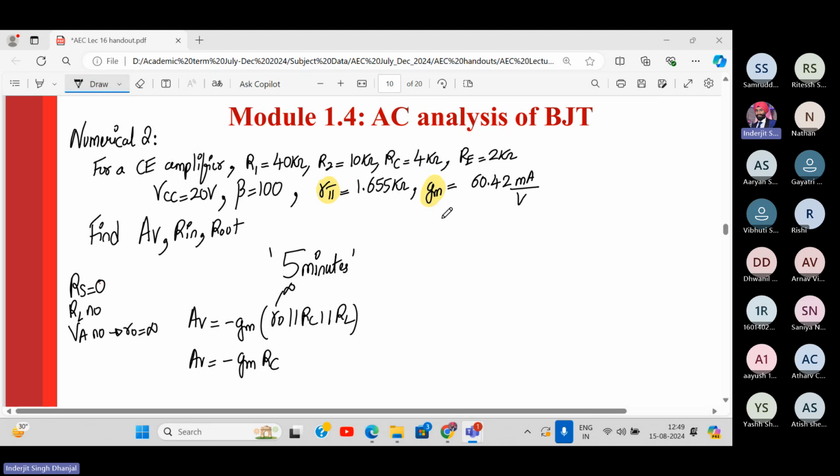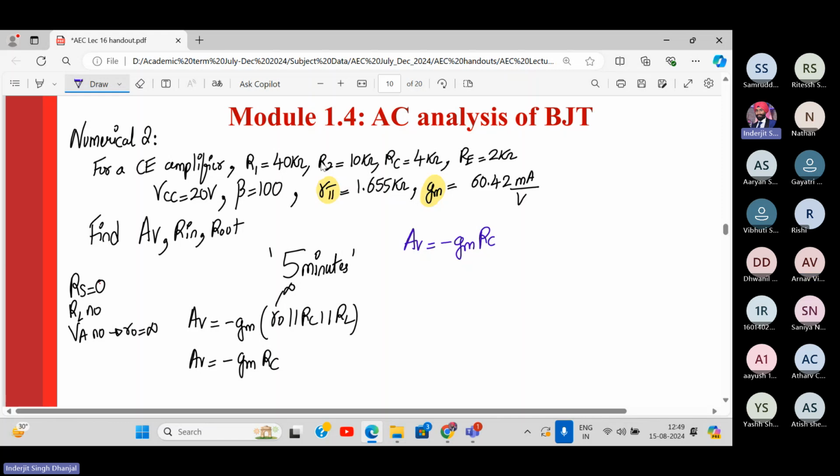So what is the answer of voltage gain AV? Minus 241.68. Yeah, perfect. Which formula have you used? Minus GM into RC.